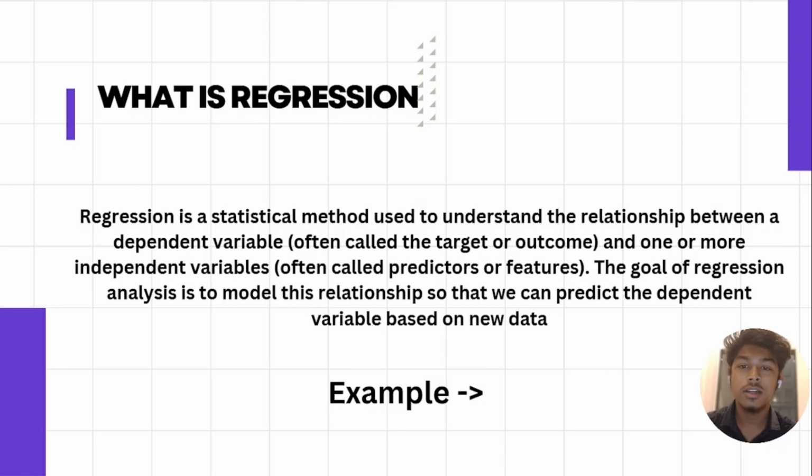Regression is a statistical method used to understand the relationship between a dependent variable, often called target, output, or predicted variable, and one or more independent variables, often called predictor variables. The goal of regression is to analyze the relationship between dependent and independent variables.